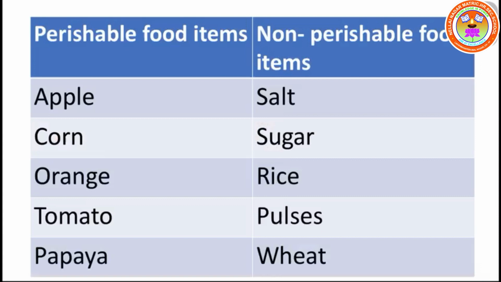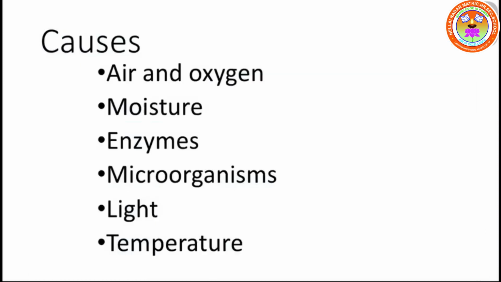But some of the food items like rice have long lifetime. They are called non-perishable food items. Here shows few examples of perishable and non-perishable food items. Apple, corn, orange, tomato and papaya are few examples of perishable food. Salt, sugar, rice, pulses and wheat are few examples of non-perishable food items.